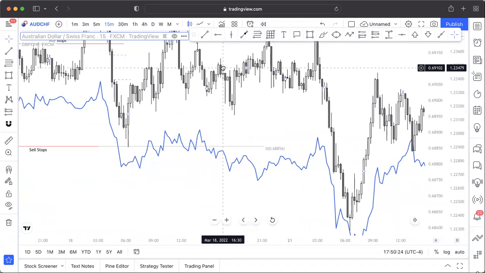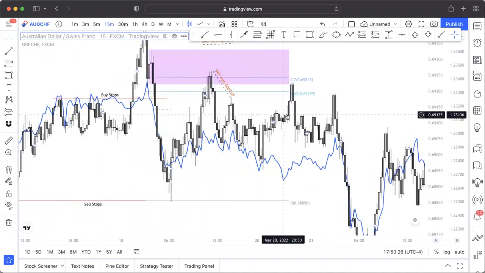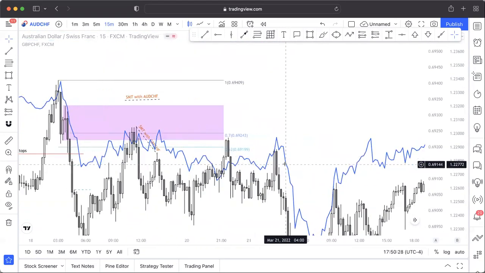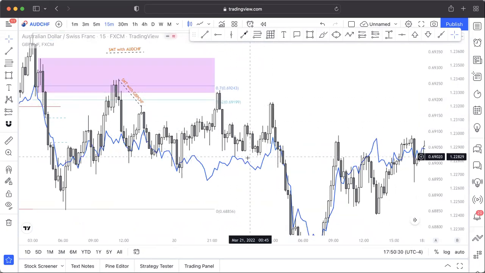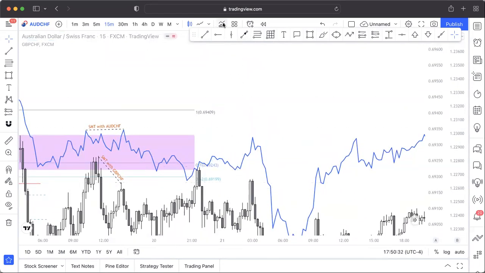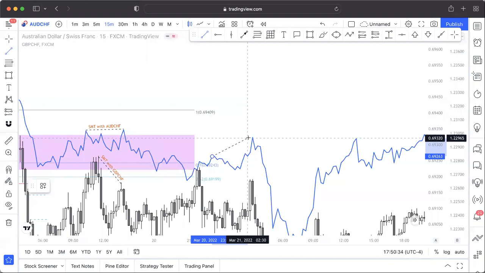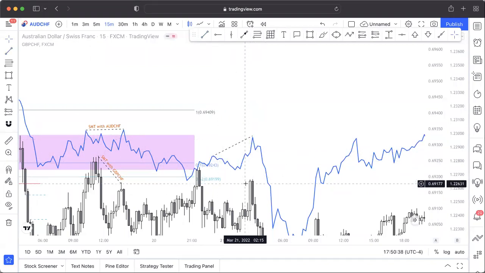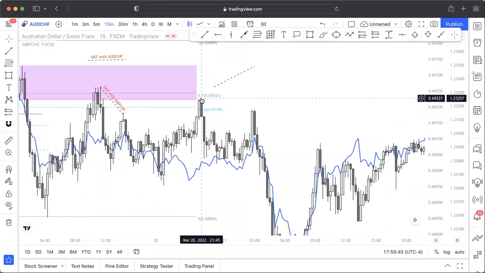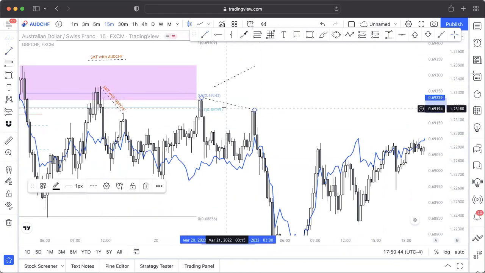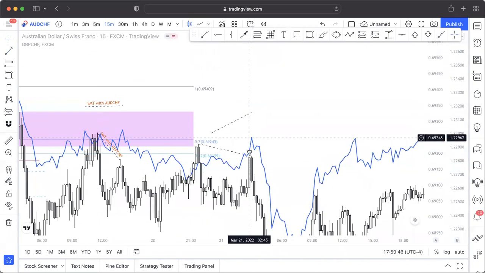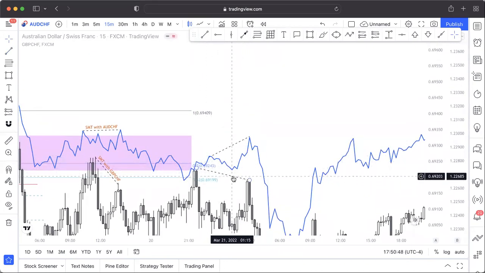Same thing happens. A little bit of consolidation still gives another SMT here. So check this one. Here we have still the price moving to the upside, right? See, still a higher high. But this one, see that? It did not create a higher high. See the difference.